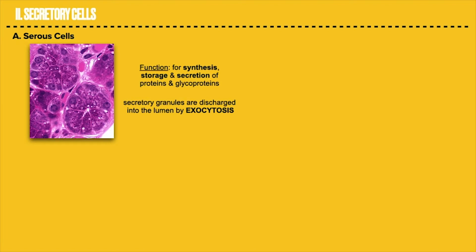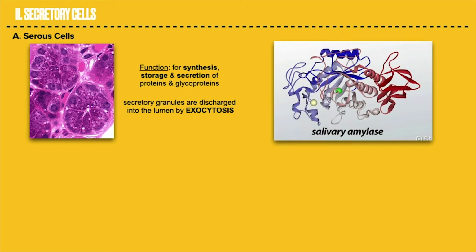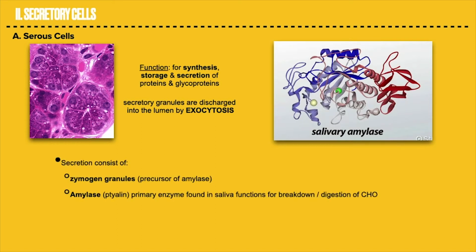The secretion consists of zymogen granules, precursor of amylase, the primary enzyme found in saliva, which functions for the breakdown, digestion of CHO. Breakdown of CHO is not so extensive because the contact time between saliva and food is very short. CHO: carbon, hydrogen, oxygen, or aldehyde.